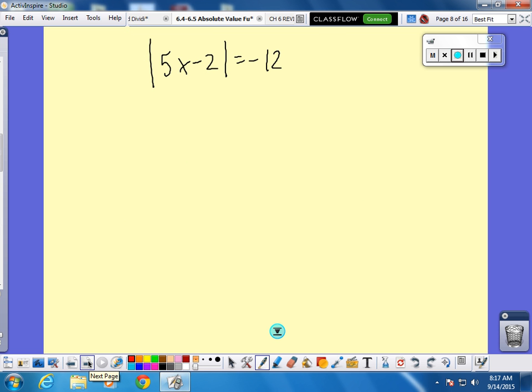All right, let's look at this one. How can I look at that without working it and know that this problem has no solution? How can I take the absolute value of anything and get a negative answer? Does that make any sense? So when you have an absolute value equation equal to a negative, you can just, without showing any work, say no solution.